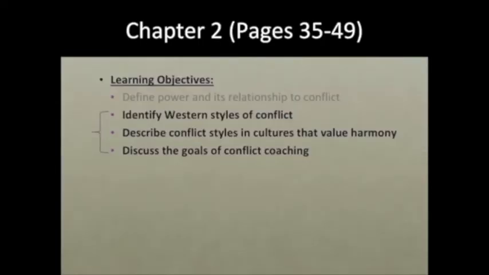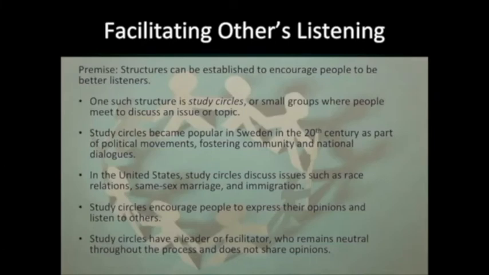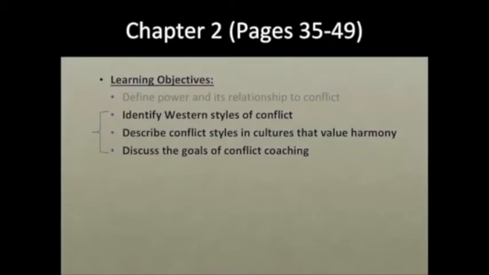All right, let's move on now to chapter 2. So that kind of wraps up the things we discussed last time. This stuff obviously you'll find in the upcoming test. We're going to break down chapter 2, the second half, pages 35 to 49 now, and really what we're going to talk about is Western styles of conflict versus Eastern styles.